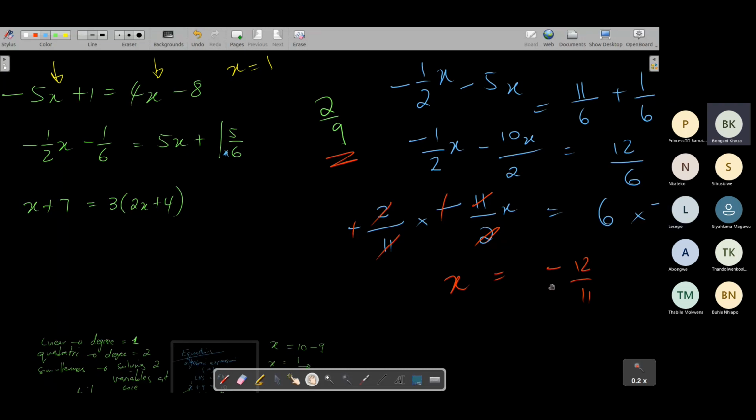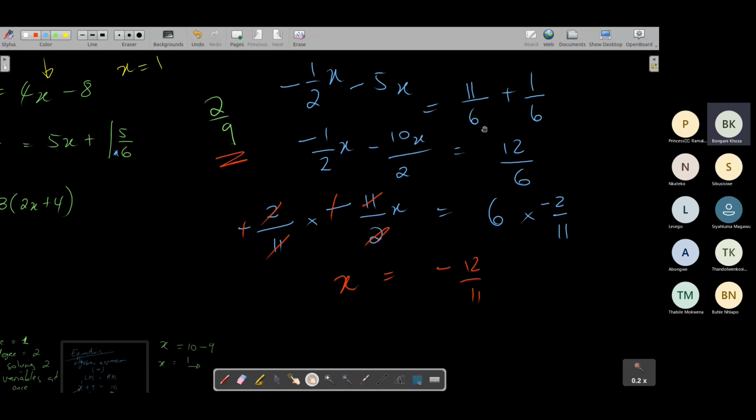All right, so if we add these two, what do we get? 11 over 6 plus 1 over 6, what do we get? 12 over 6. Oh, here it's supposed to be 2, not 6. It's supposed to be 2 here. So if it's 2 there, that means this is minus what? Minus 4 over 11, like this.